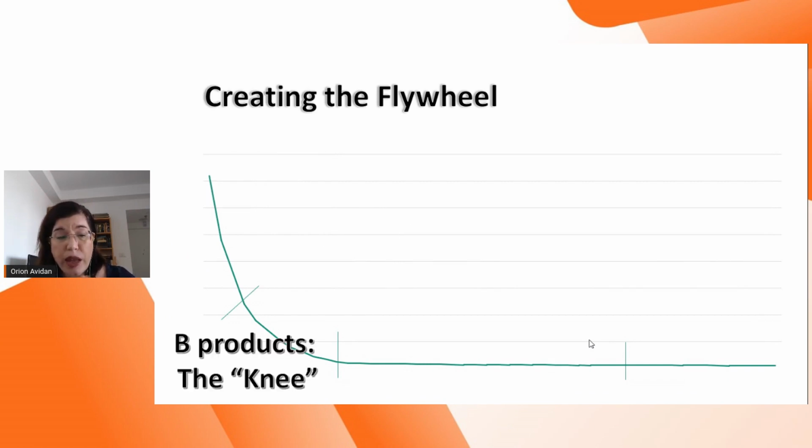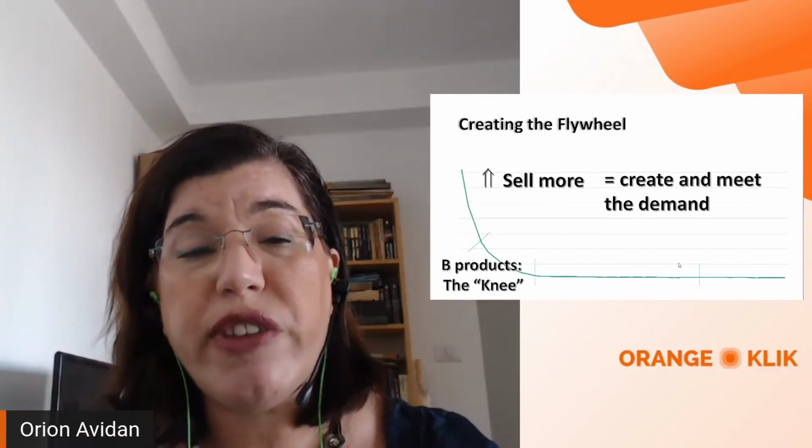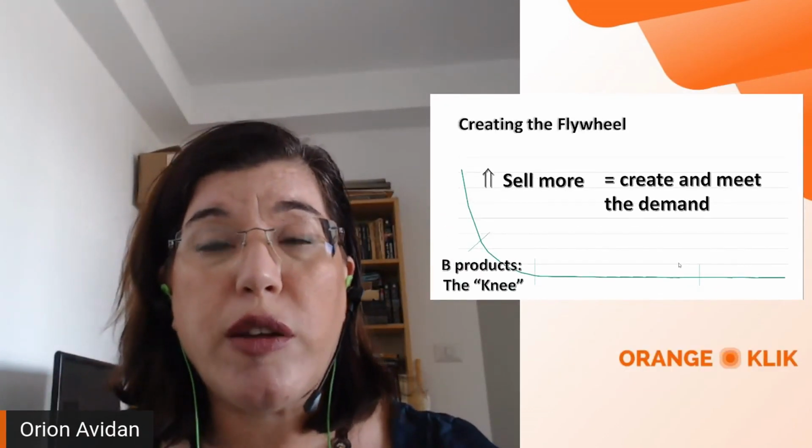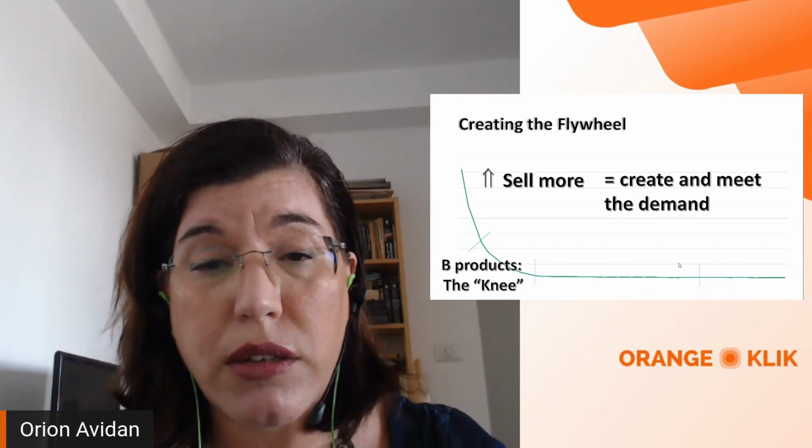Then what we will do with the B products on the knee is, of course, we still want to lift our graph up and sell more of them. And in this case, we have to create the demand and meet it. We have to invest in making sure people are aware of them and people want them, whether it's by bundling them with other products, giving some discounts, not a lot. These should be very profitable products. Do not play the price game on them, because they already have the demand.